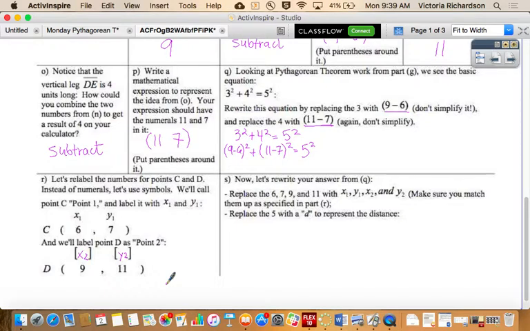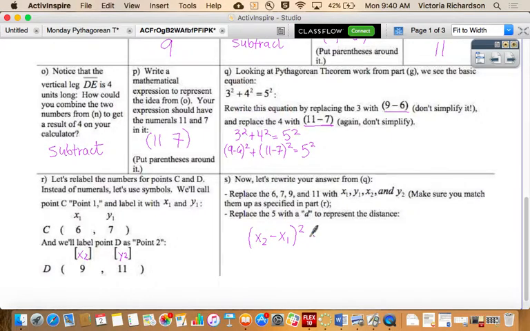And now we're going to rewrite it. We're going to take our equation from Q and we're going to replace the 6, the 7, the 9, and the 11 with x1, y1, x2, and y2. And we're going to replace the 5 with a d. So instead of 9 minus 6 squared, 9 goes with x2. So I'm going to do x2 minus, because I have a minus sign there, and then I have 6. 6 is x1. And then I close my parentheses, and then I square that, because I have a square there.